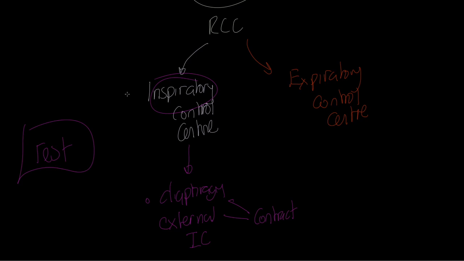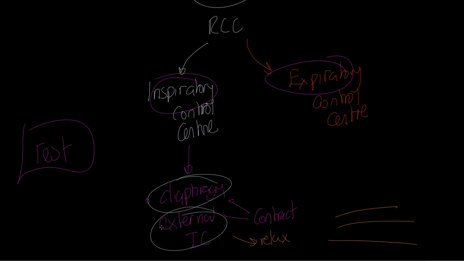However, this is where it gets interesting. At rest, when we are breathing out, you think I'm going to say the expiratory control center causes the, no. At rest, it works like this. These muscles simply relax, and that causes us to breathe out. Why? Because the ribs fall back down, the thoracic cavity becomes smaller, and it effectively bellows air out of our lungs.